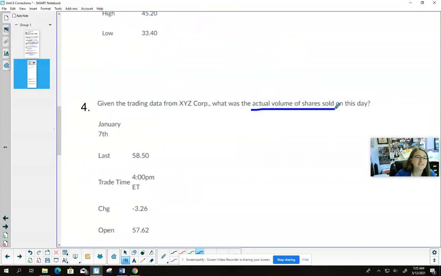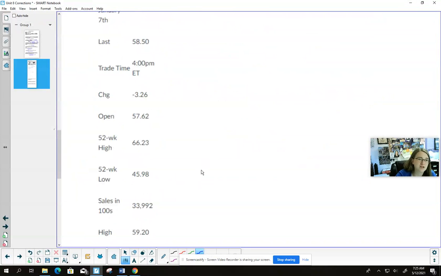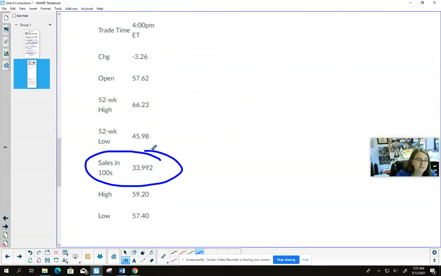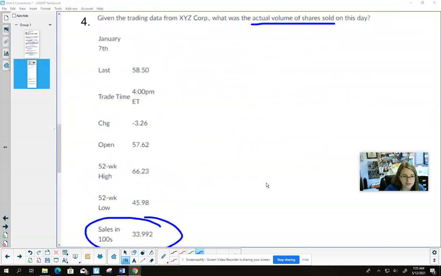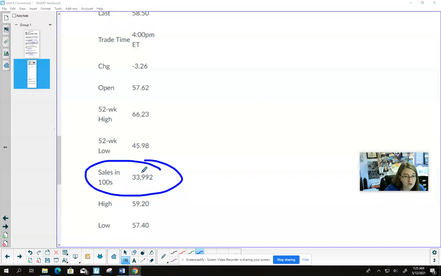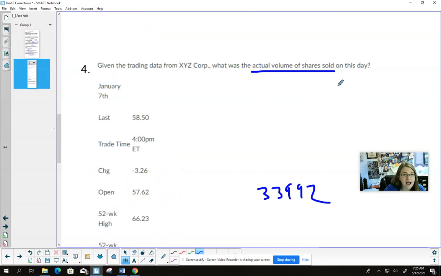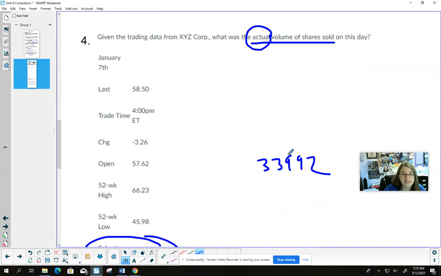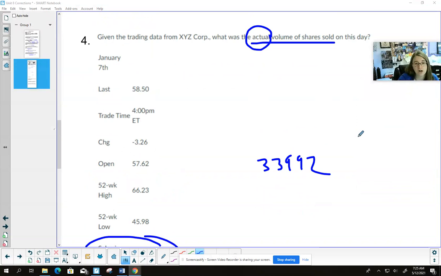Number 4, guys, was so easy. Actual volume of shares sold. You should have looked at sales in hundreds. Now, this is not your answer, though. That's the whole point, and that's why it says actual volume, because this is not the actual volume of shares sold.